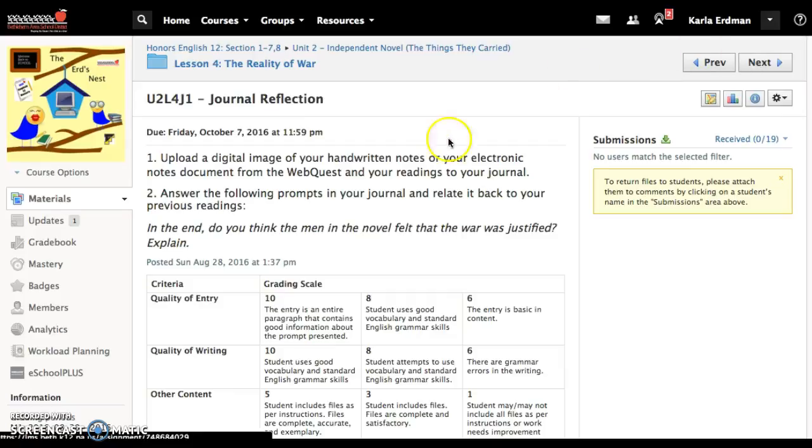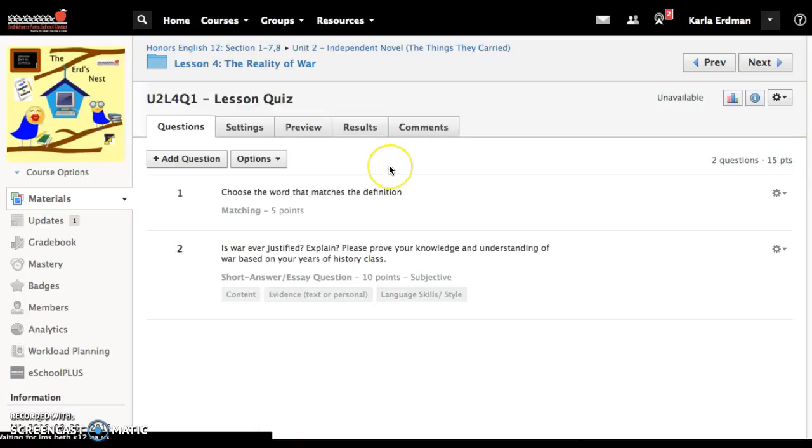Your journal reflection is next. Again, upload your items from the graphic organizer, and then you have one prompt to talk about. And the last thing is the lesson quiz. There's only 2 questions, as you can see, but it's worth 15 points.